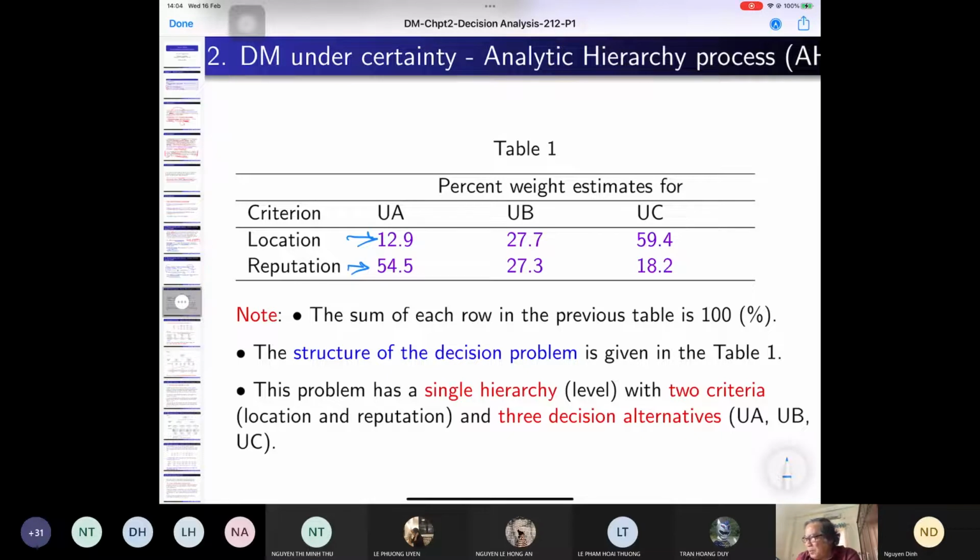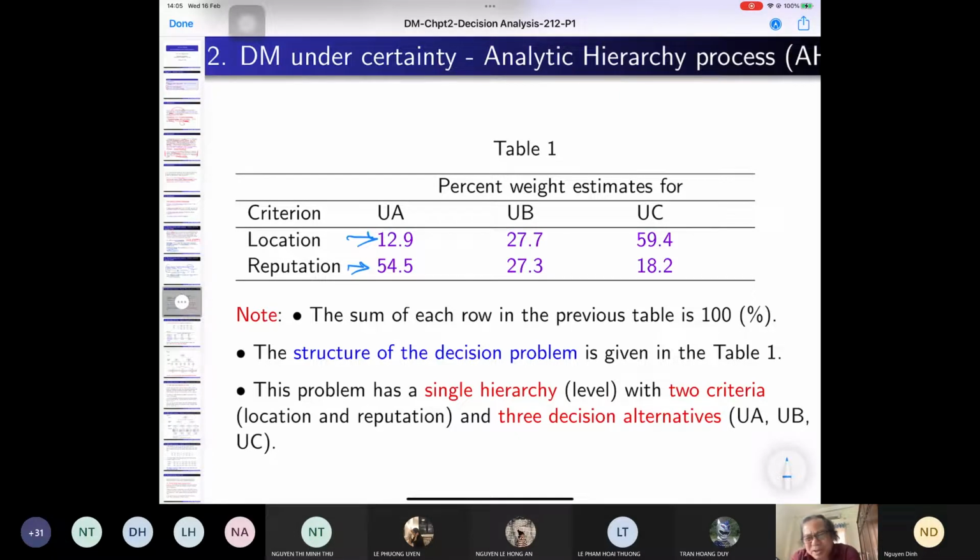And the University of C, location is 59.4. Location is a very, very high point. Location is very suitable. It's very close to your house. You can use a motorbike to go there in 5 minutes or something like this. But the reputation is just 18.2. So the percent weight estimate for the 3 universities on the 2 criteria, location and reputation, is this.